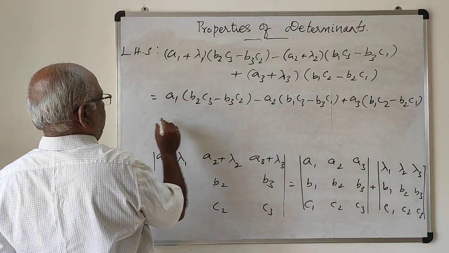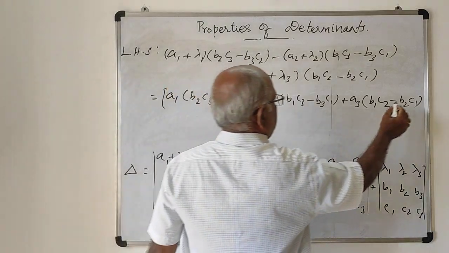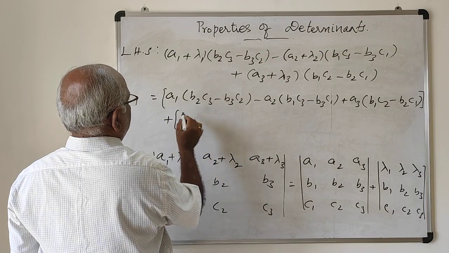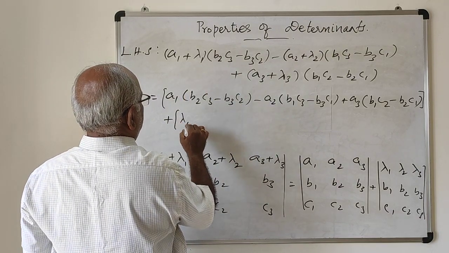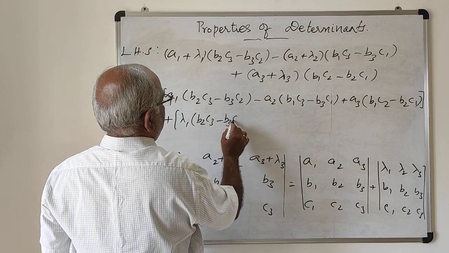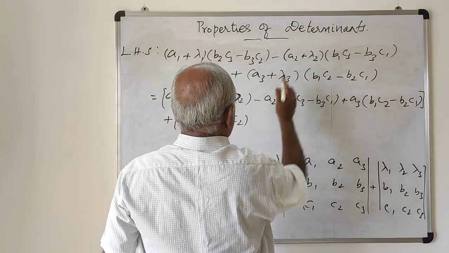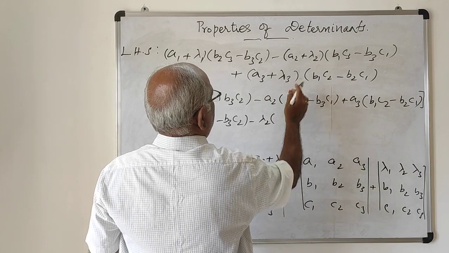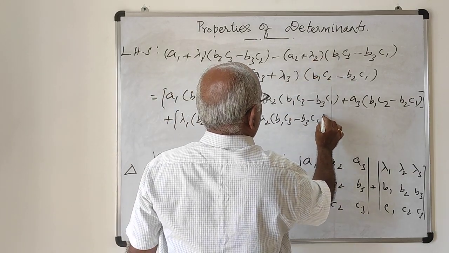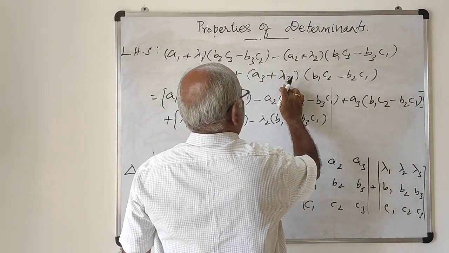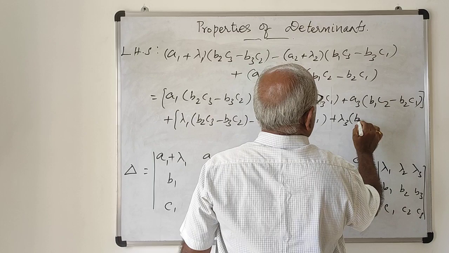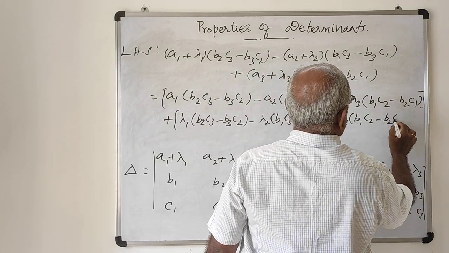This is one expression, plus lambda 1 into B2C3 minus B3C2, minus lambda 2 into B1C3 minus B3C1, plus lambda 3 into B1C2 minus B2C1.